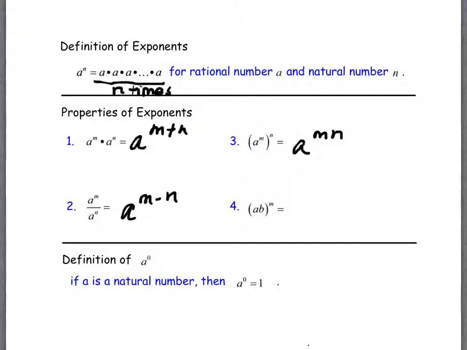And the last one, number 4, is going to look kind of like something we've given another name to. It's not the same thing, but it has a similar feel to it. It's a similar feel to distribution. We have ab to the mth power, and that can be written as a to the m times b to the m.